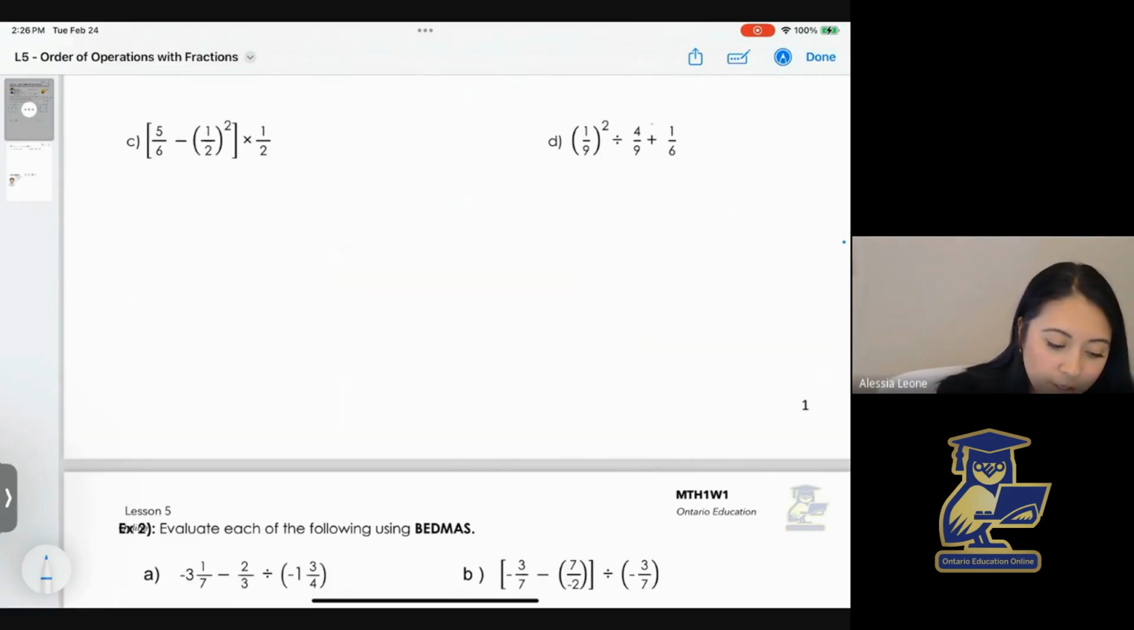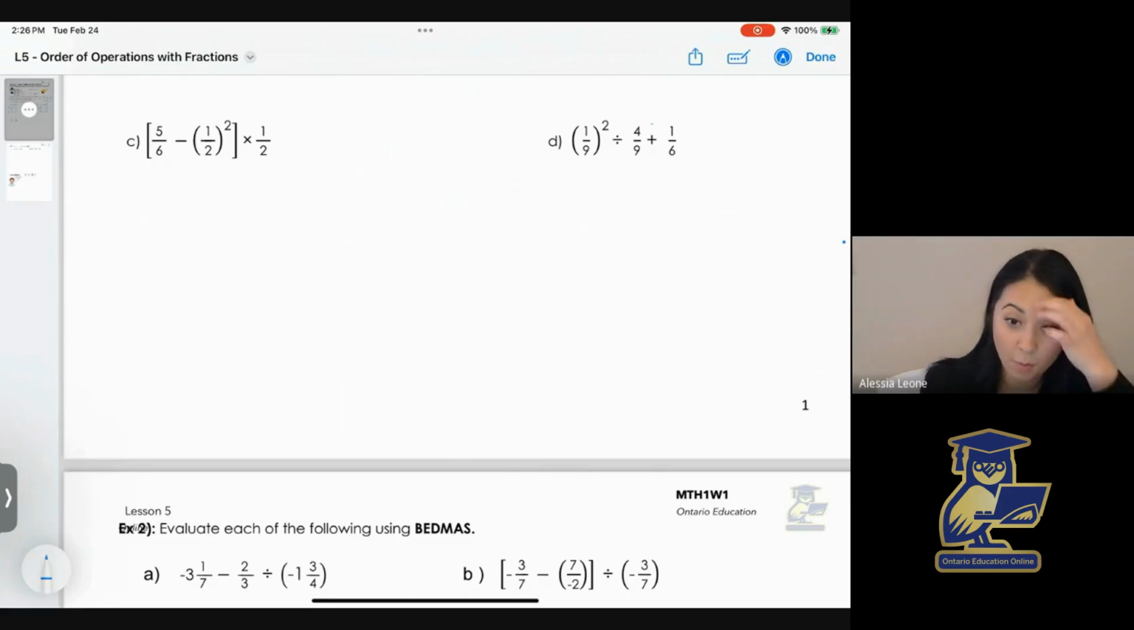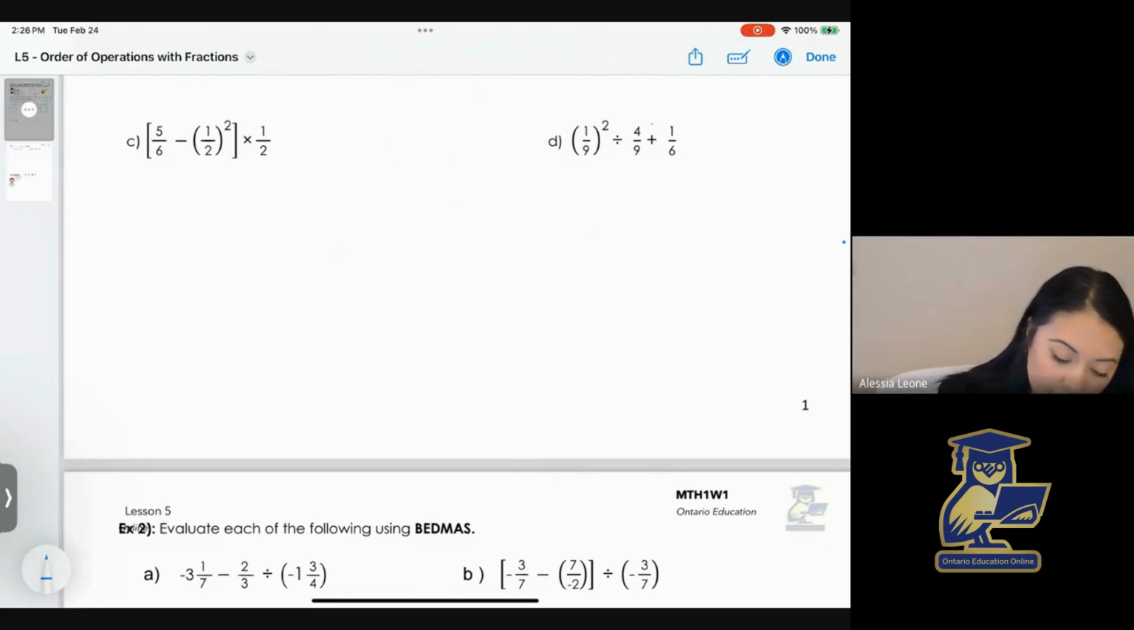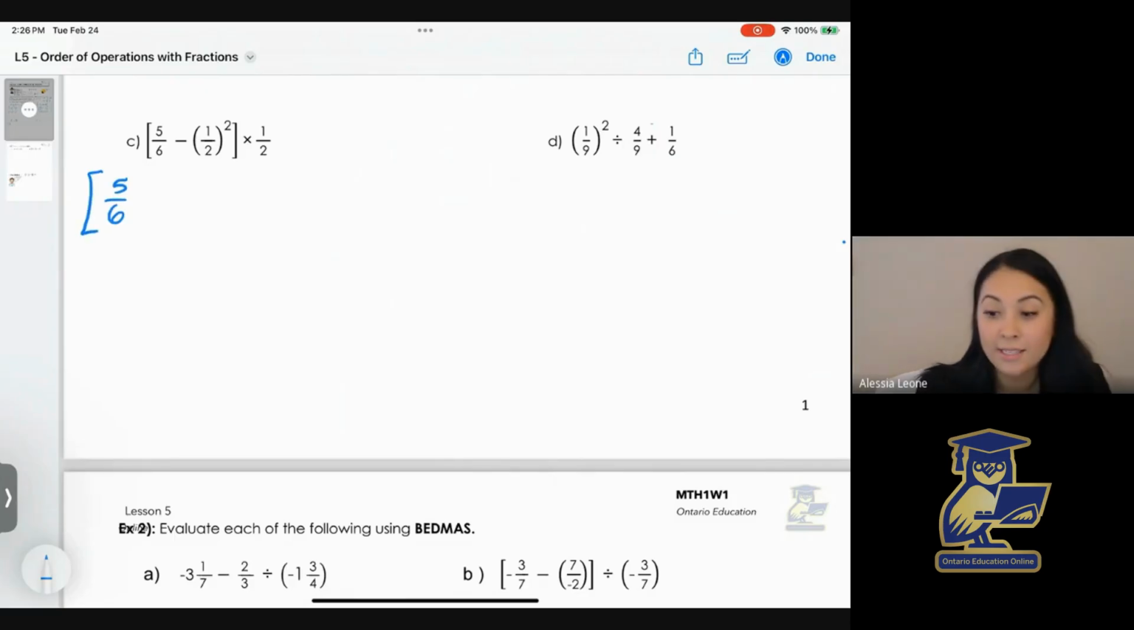The first thing we want to do is get rid of our exponent. So in this bracket here, we have 5 over 6, take away 1 over 2 to the power of 2. So we know that that exponent is going to go to our numerator and denominator. So that becomes 1 times 1 is 1. And then 2 times 2 is 4.